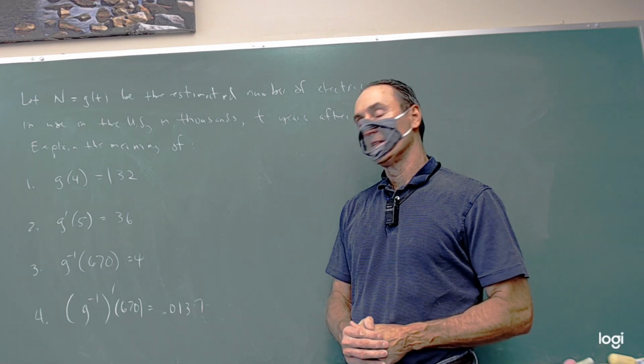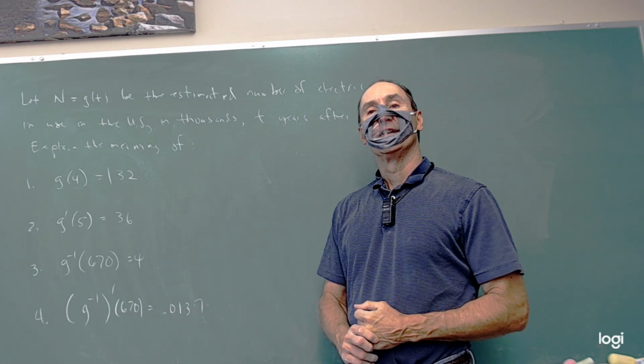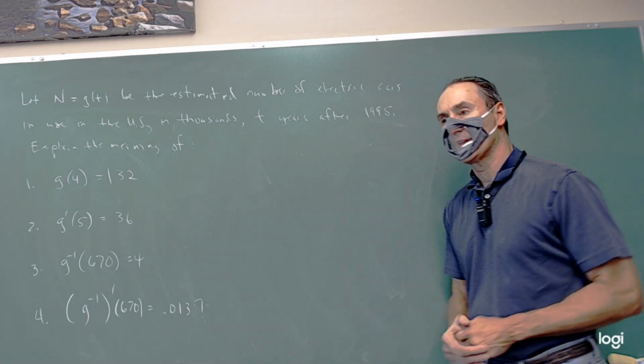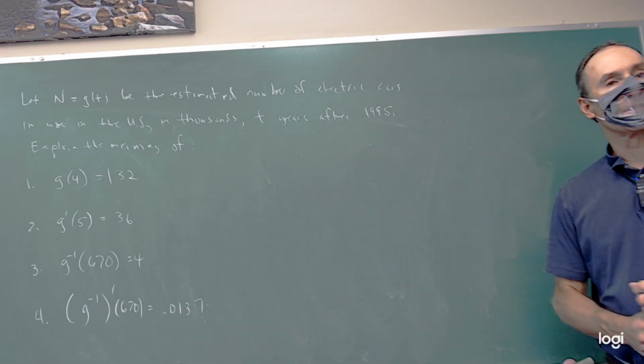Okay. Let's do a little calculus. You can turn to your neighbor and talk about what G prime of 5 equals 36 means, and include units in that discussion.